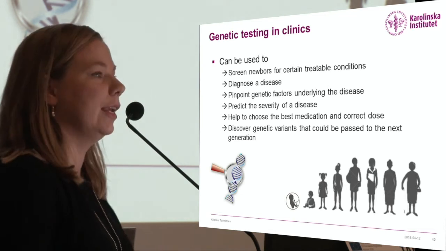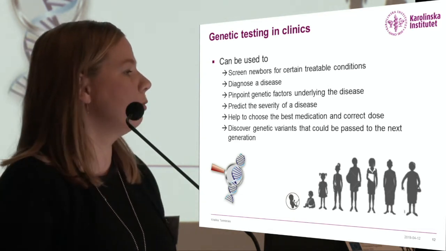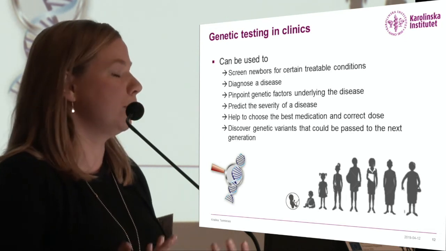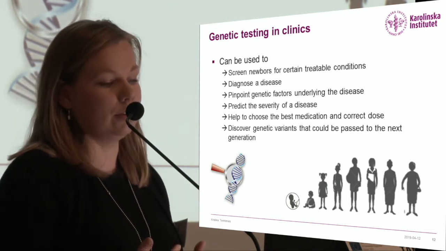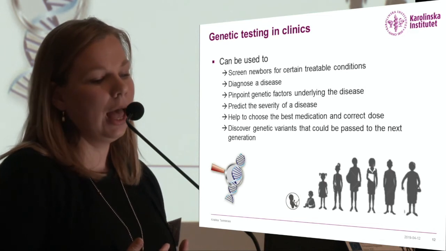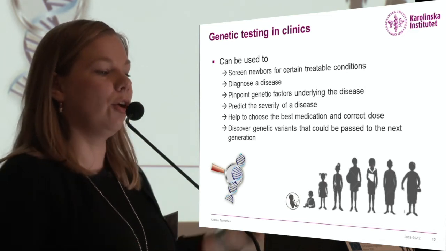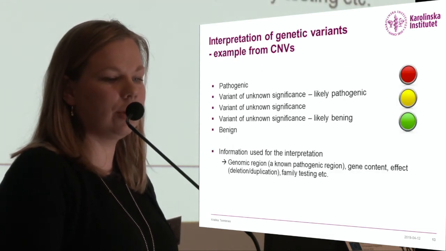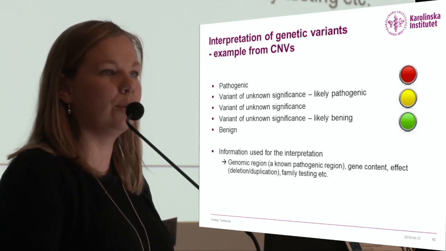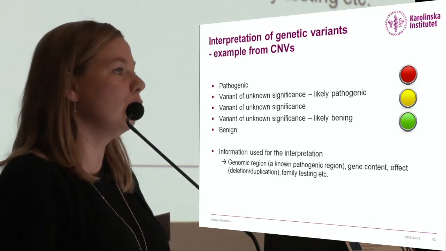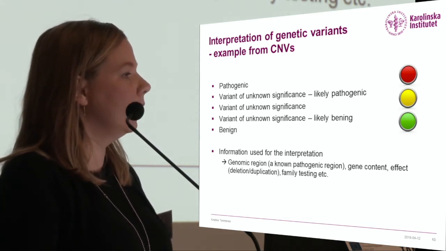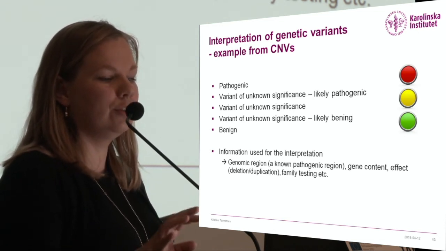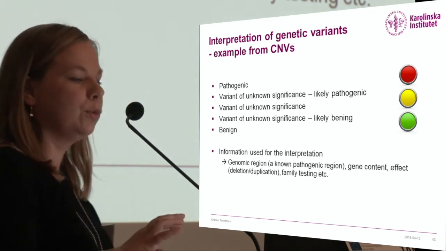So it could already be in utero that you do a screening, because there is a susceptibility for a really severe disorder and you want to do genetic testing. And you can have different of these throughout your life. And just to work in the clinics, you also need to interpret the genetic variants. Not all the variants that you would get, the clinics will report back. So just to know what would be reported back.